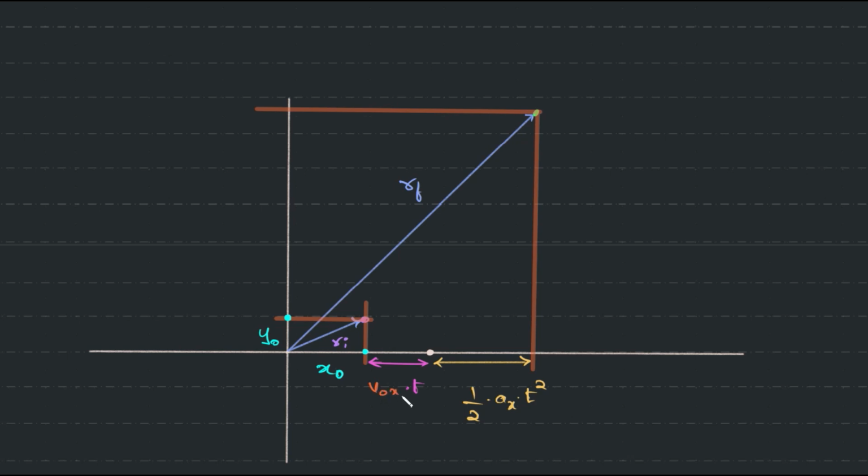This is v naught x into t. So if the object had continued with the same velocity, it would have reached over here, right? You can see that. Within a second, it would have reached over here. But why is there an extra bit of displacement? Because it got accelerated. And from here till here, let me work on this again.